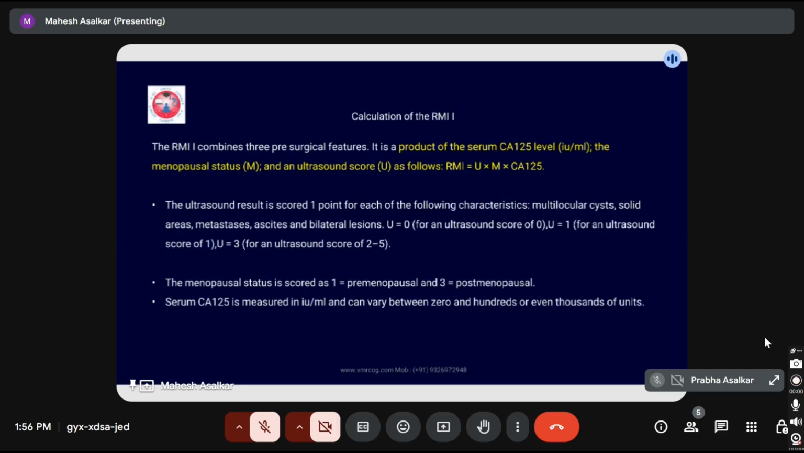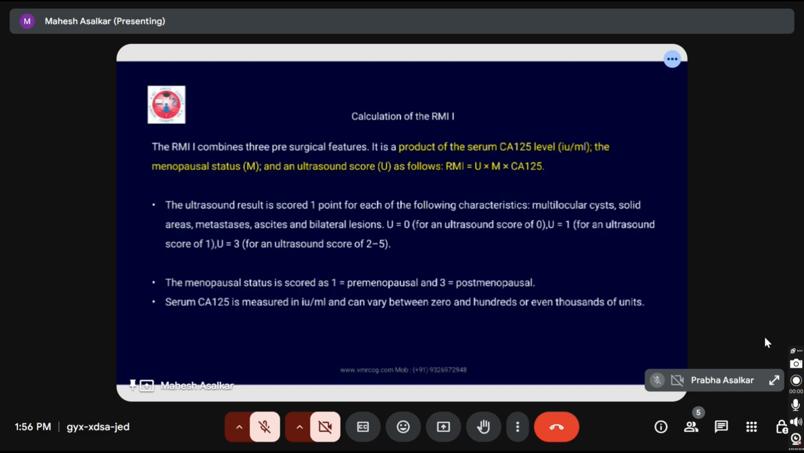So you have to read the ultrasound report and see how many features are there. There may be only one feature, there may be 2 features, there may be 4 features, or there may be all 5 features also. But how is the scoring? Suppose none of these 5 features are present, then the score is 0. If none of the 5 features are present, then the score will be 0, and the RMI will also come as 0, because the ultrasound score is 0. Anything multiplied by 0, the answer will be 0.